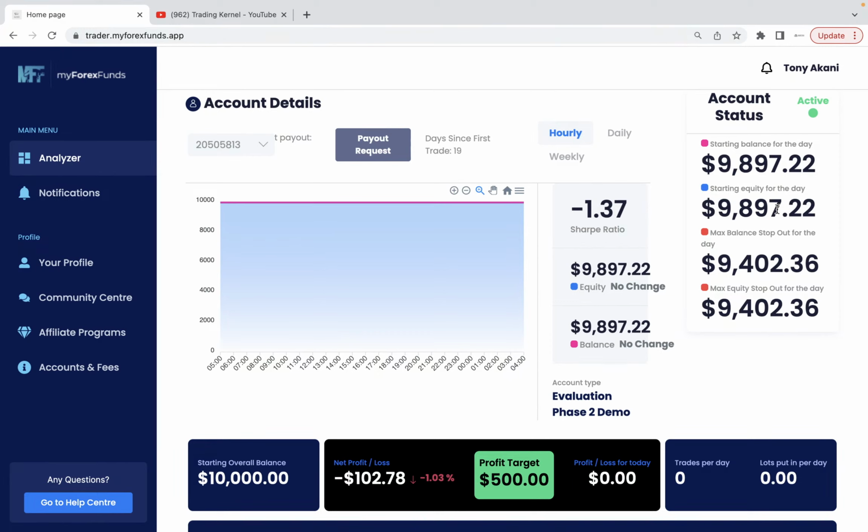We are going to be trading with our new framework, hopefully before the end of next week. We're going to start trading. This is currently phase 2. As you can see, in phase 2 we are down about $102 here.